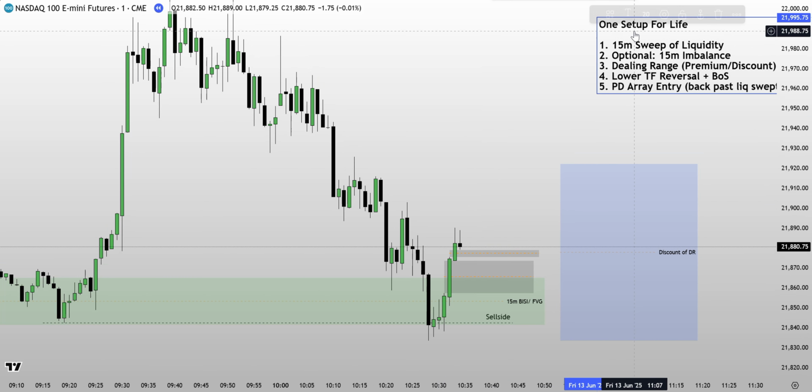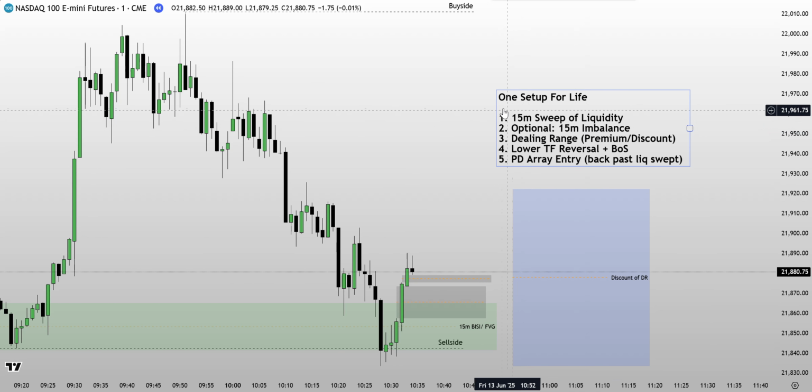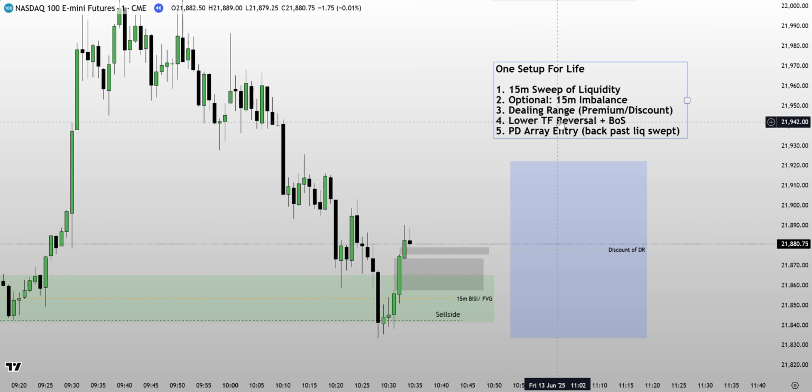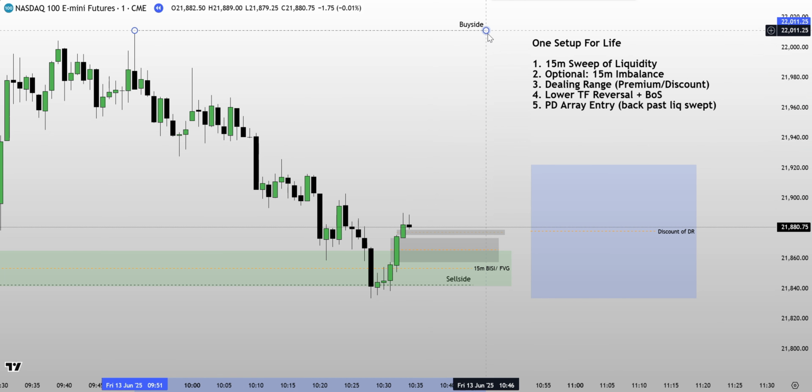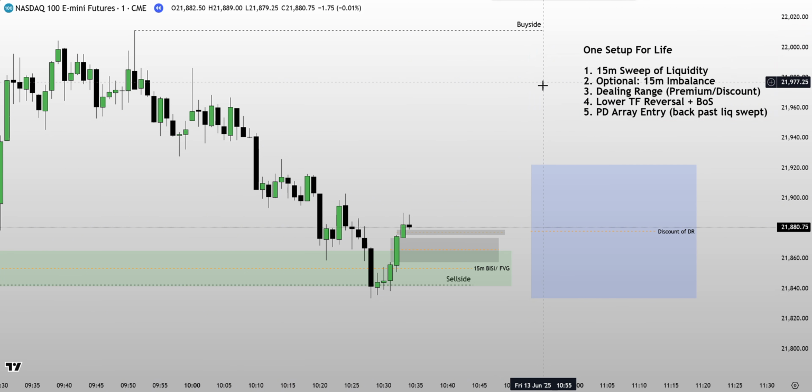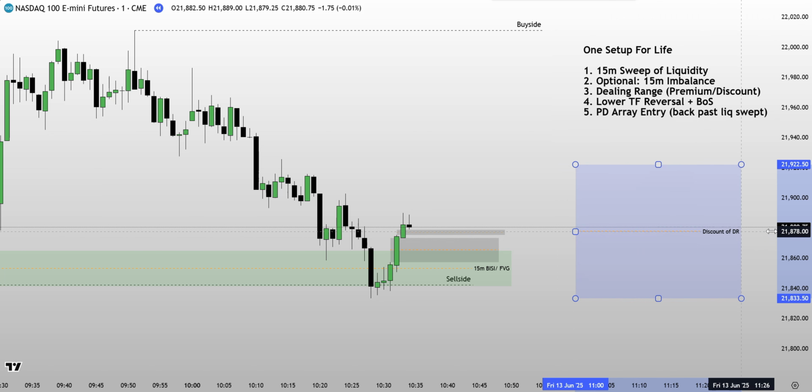So to recap, like I said, steps 1, 2, 3 are met. 4, lower time frame reversal, break of structure here. 4 is met, and 5, PD array entry. Here's your gaps right here. Back past liquidity swept. Steps 1 to 5 are all met, and there's reason to expect price to head higher. There are objectives to the upside, and we're in that discount of that dealing range.